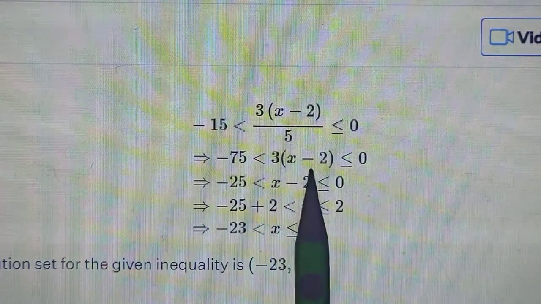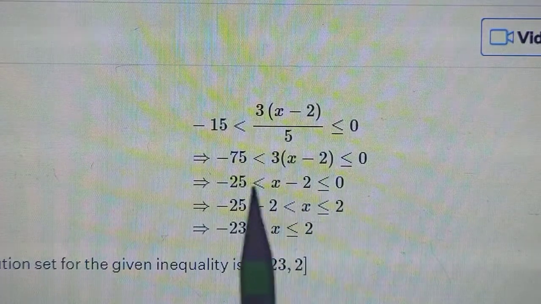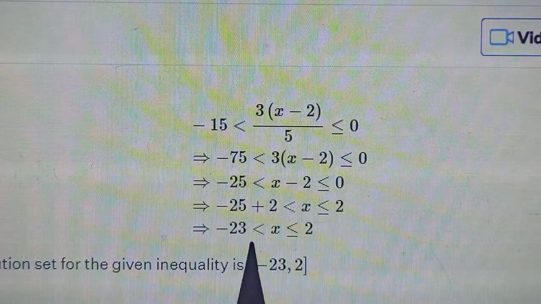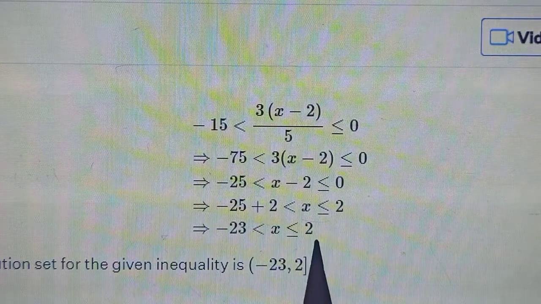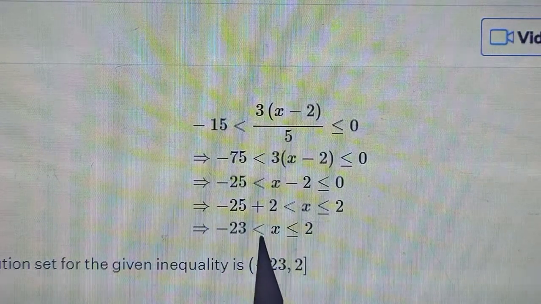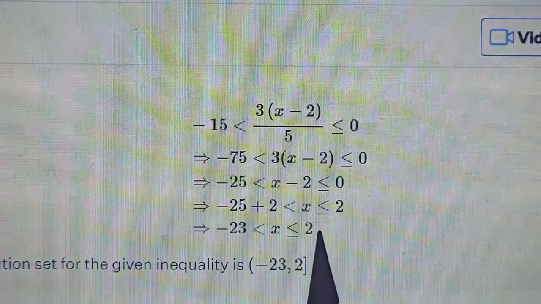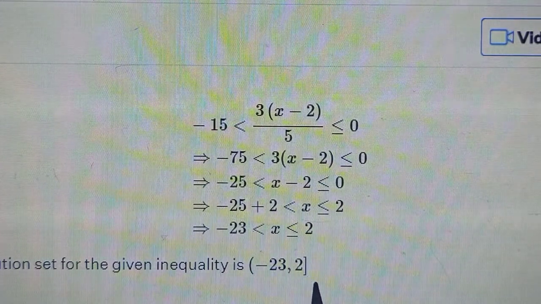Then next would be removing the 2. For that we have to do plus 2. So this will become minus 23, and this will become 0 plus 2, 2. And this was not equal to out here. So this will be a round bracket and this will be a square or rectangular bracket here.